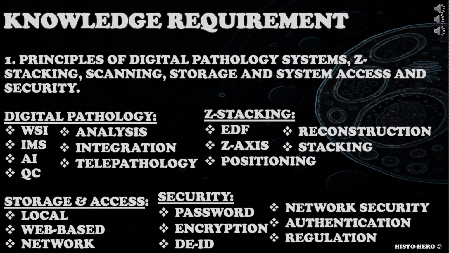For storage and accessibility, they should consider local desktop software and storage, web-based platforms, attached storage, optical media, or printouts. For security, they should consider password protection, encryption, de-identification tools, multi-factor authentication, network security, audit trail, IT infrastructure, regulatory approvals like IVDR or FDA, regulatory bodies like HIPAA or GDPR.